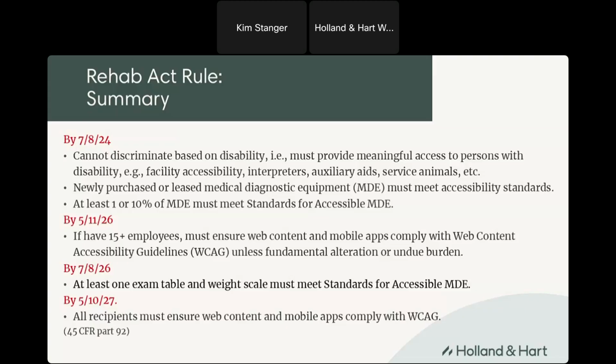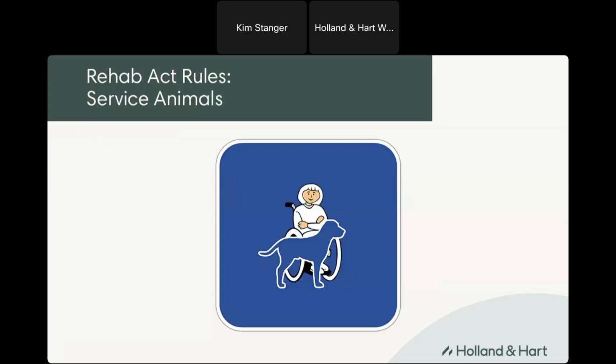By May of next year, if you have 15 or more employees, you've got to make sure that your web content and mobile apps comply with the WCAG standards. By July 8th of 2026, you've got to make sure that you have at least one exam table and weight scale that meet the standards for accessible MDE, if you use an exam table and a weight scale. And by May of 2027, all recipients, even if you've got less than 15 employees, have to make sure that your web content and mobile apps comply with those standards.